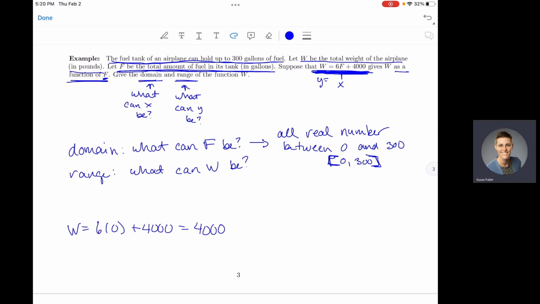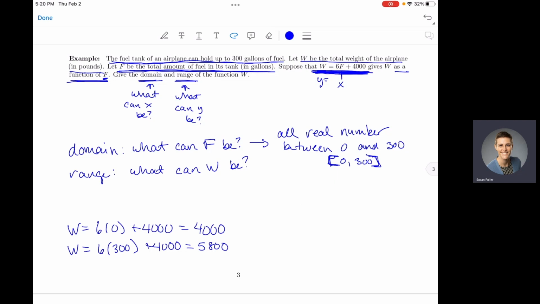Okay, and then how much does it weigh when it's full? Well, we're going to plug in 300 gallons and we'll see how much we weigh. Okay, so if we have 6 times 300, that's going to be 1,800 plus 4,000, that's going to give us 5,800 pounds. So when it's empty, it weighs 4,000. When it's full, it weighs 5,800.